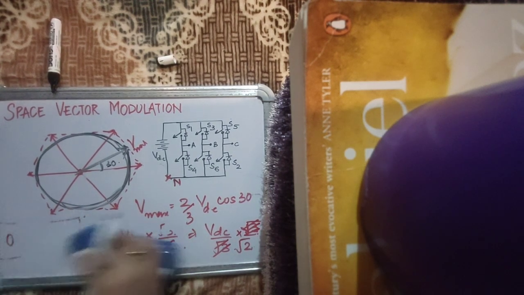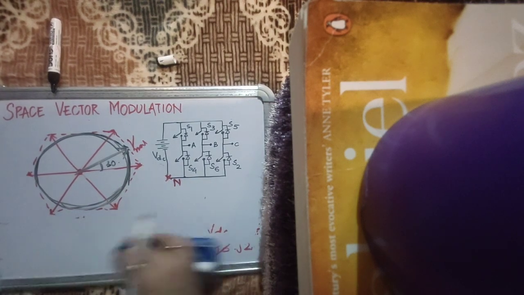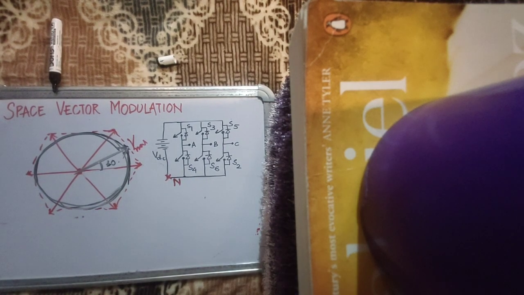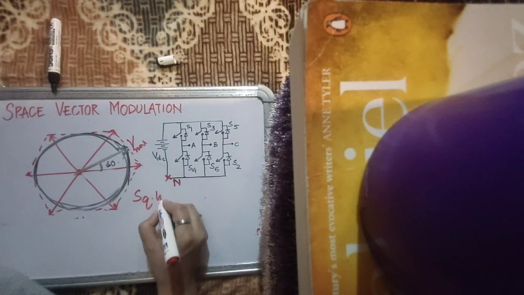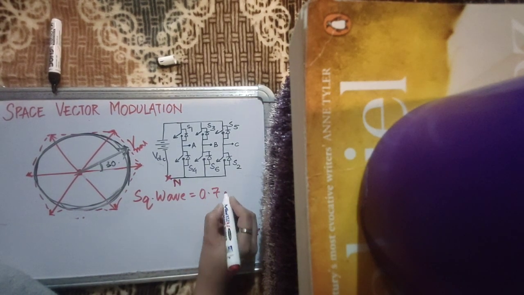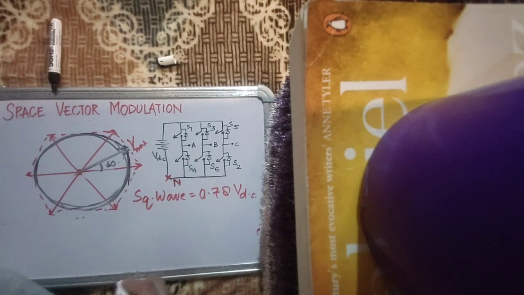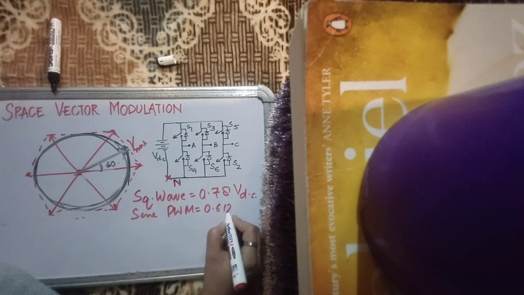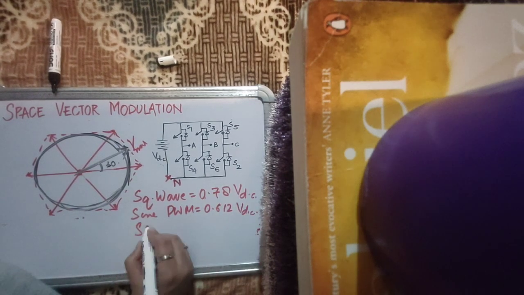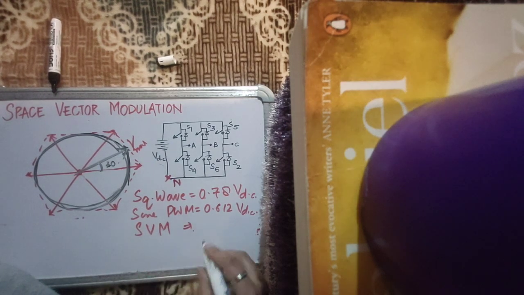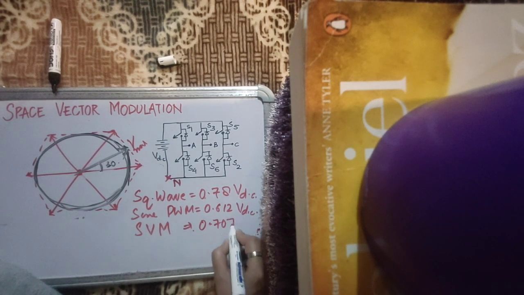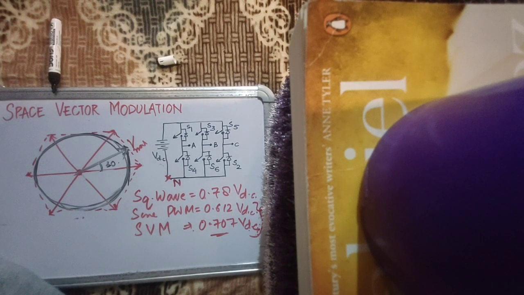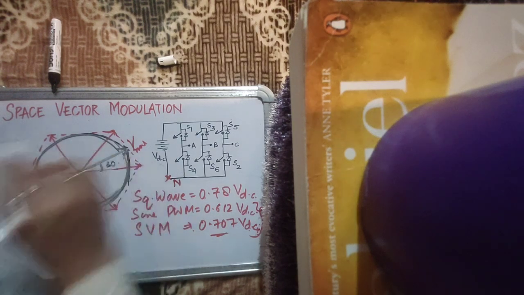So what did you get? Using square wave modulation, you got 0.78 times VDC. Using sine PWM, you got 0.612 times VDC. Using space vector PWM, you got 0.707 times VDC. So you increased the voltage that you got from sine PWM while maintaining a desired harmonic spectrum, while maintaining a circular trajectory.